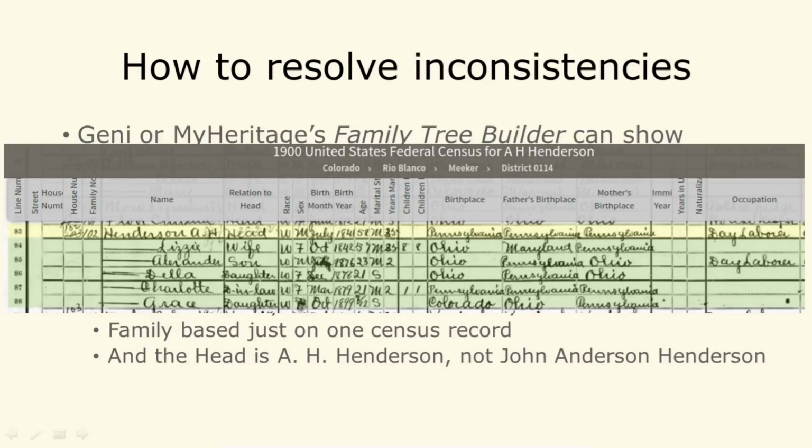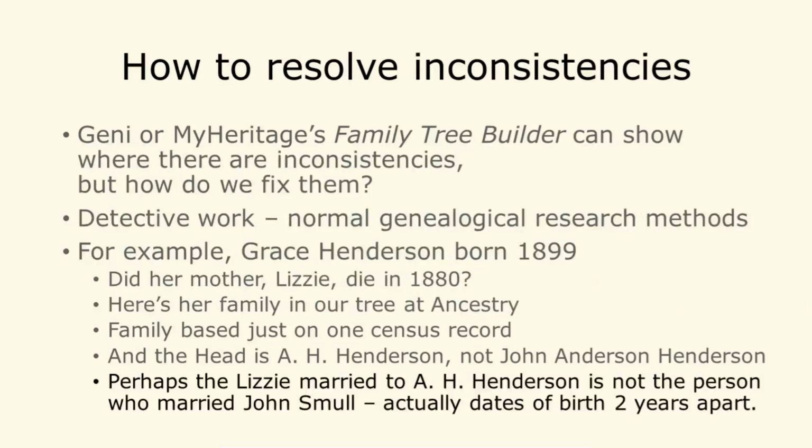But look at this, her date of birth is 1842, not the year that we were talking about before. Perhaps the Lizzie who married A.H. Henderson is not the person who married John Smull. Actually, their dates of birth are 2 years apart.